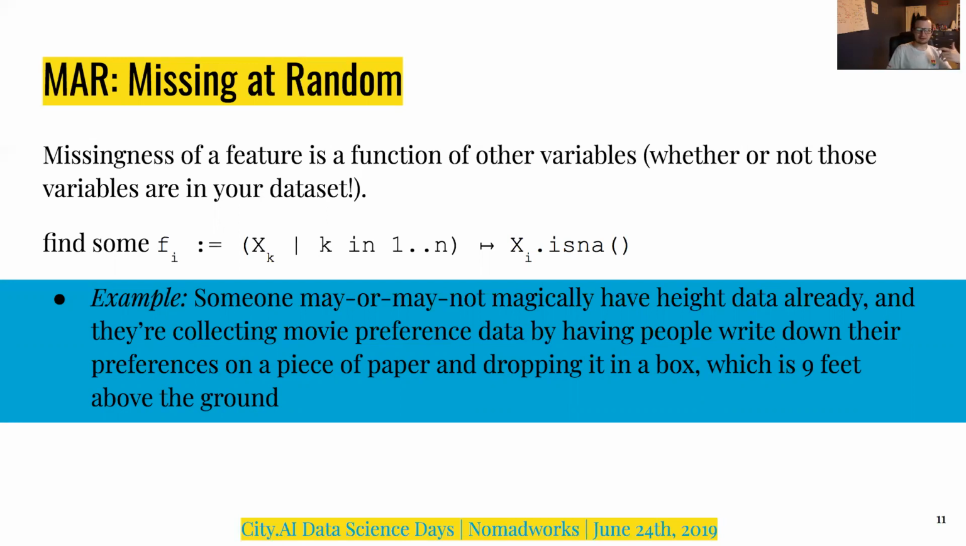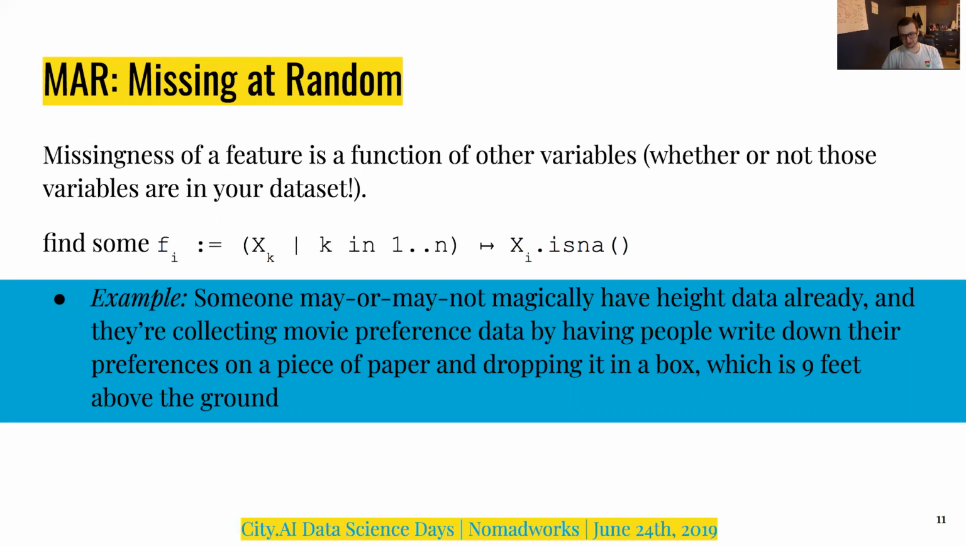An example is if someone's collecting movie preference data by, again, having the respondents write their rank ordering on a piece of paper and dropping it into a box, and then putting that box 9 feet off the ground. Okay, so this is going to be MAR, missing at random, because movie preference data is going to be missing based on height, right? Height is going to be the thing that predicts missingness in rank ordering because the box is 9 feet off the ground.